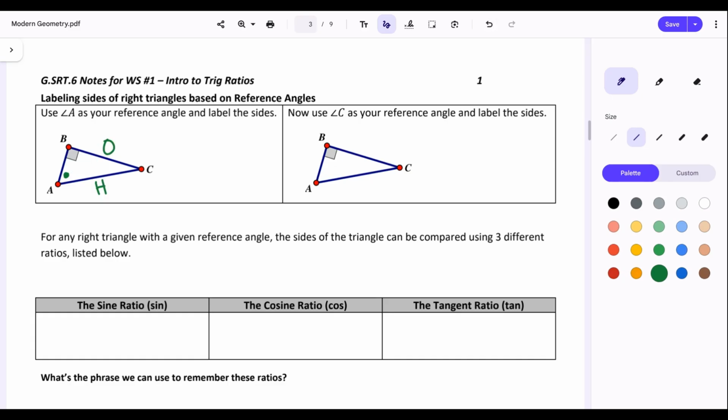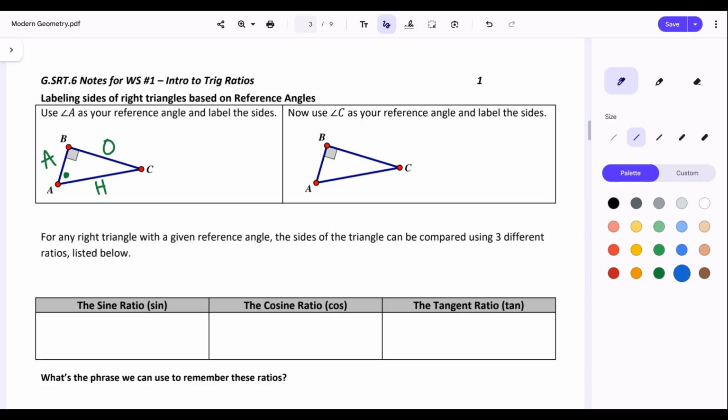And then remember, adjacent means next to. When we talked about adjacent angles, we talked about two angles that were next to each other. They shared a vertex, they shared a side. So adjacent just means that it would be right next to the reference angle. It's not going to be directly across, it's going to be next to that angle, which would be this side here. So I'll put an A next to that adjacent side.